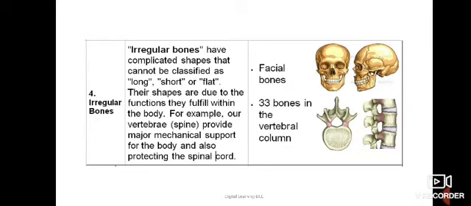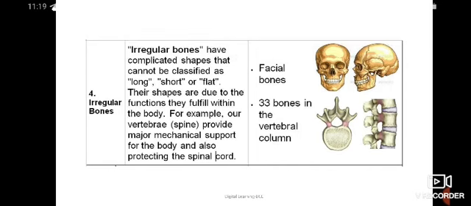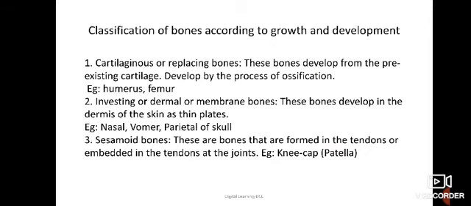The next type of bones are irregular bones. They have complicated shapes and cannot be classified as long or short or flat. Their shapes are due to the functions they fulfill within the body. For example, our vertebrae, the spine, provide major mechanical support for the body and also protect the spinal cord. Facial bones and the bones of the vertebral column, about 33 bones, are examples of irregular bones.